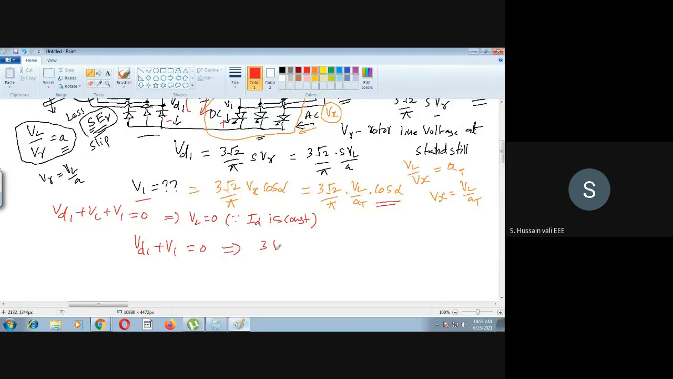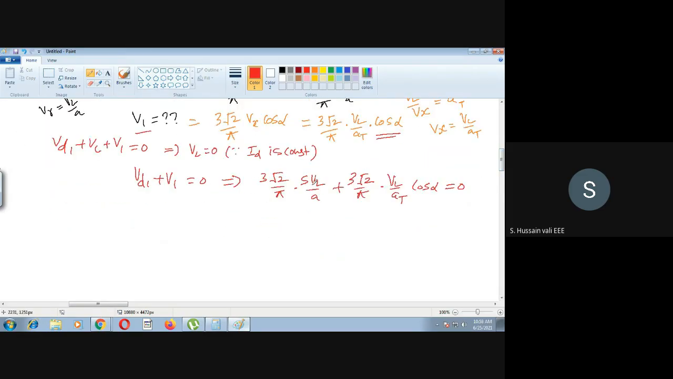From this we will substitute 3 root 2 by pi into S VL by A, plus 3 root 2 by pi VL by AT into cos alpha is equal to 0. Then a few things will get cancelled here, 3 root 2 by pi VL. So I will write here S by A plus cos alpha by AT is equal to 0. So from this, I will write S is equal to minus A by AT into cos alpha.